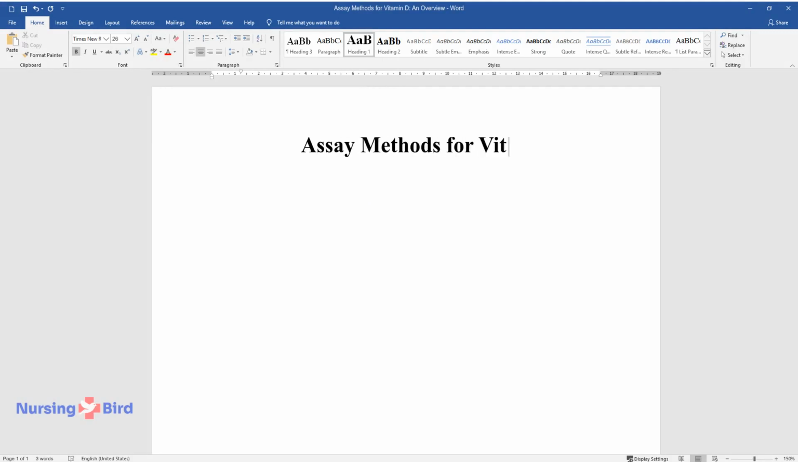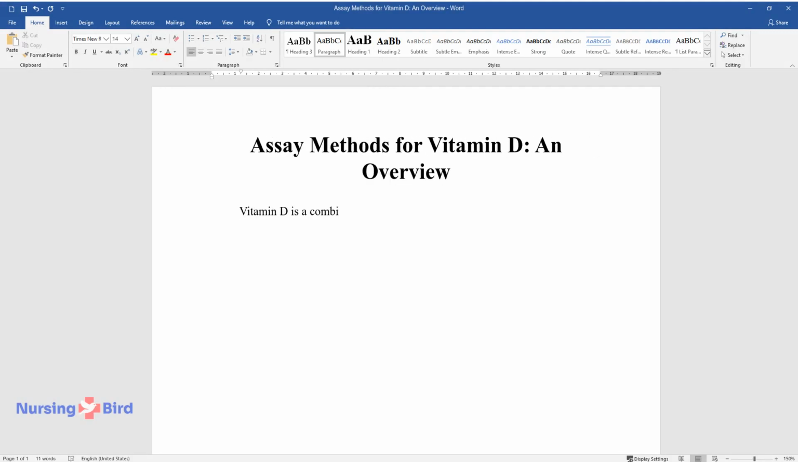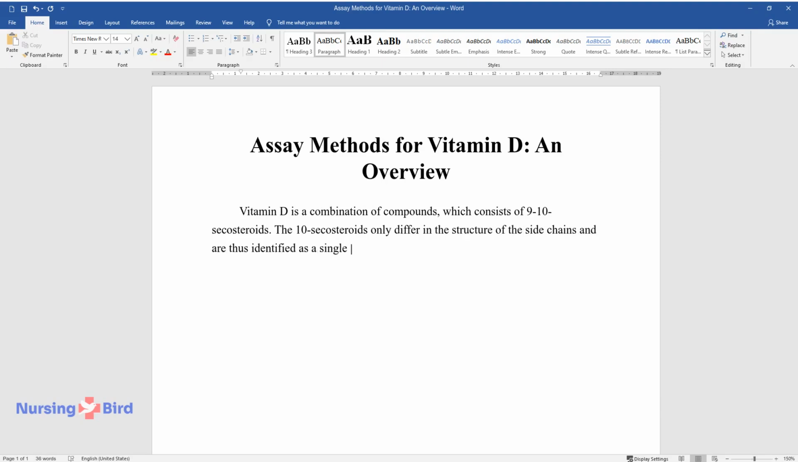Assay methods for vitamin D, an overview. Vitamin D is a combination of compounds, which consists of 9-10 secosteroids. The 10 secosteroids only differ in the structure of the side chains and are thus identified as a single entity since they are structurally related to 4-ring compounds, guanine. Vitamin D derives its photochemical reactions from this compound.